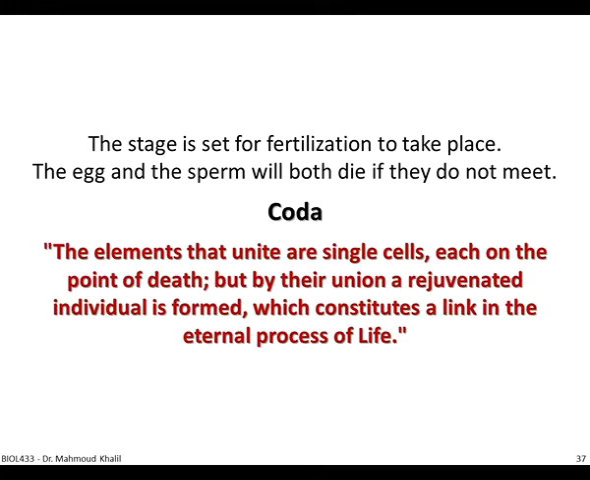So now we understood how the process of spermatogenesis occurs, how the process of oogenesis occurs, how the ovum and the sperm are produced, and we also understood the structure of both of these gametes. So now the stage is set for fertilization. We have two gametes ready for fertilization to take place. The egg and the sperm will both die if they don't meet.